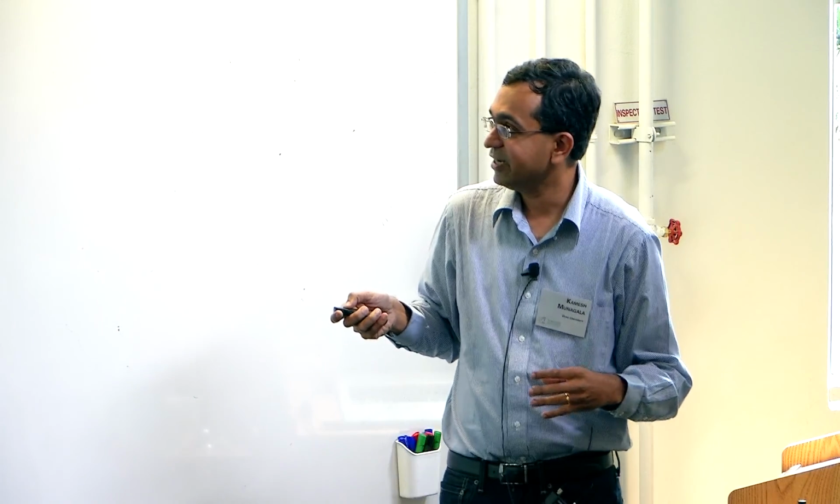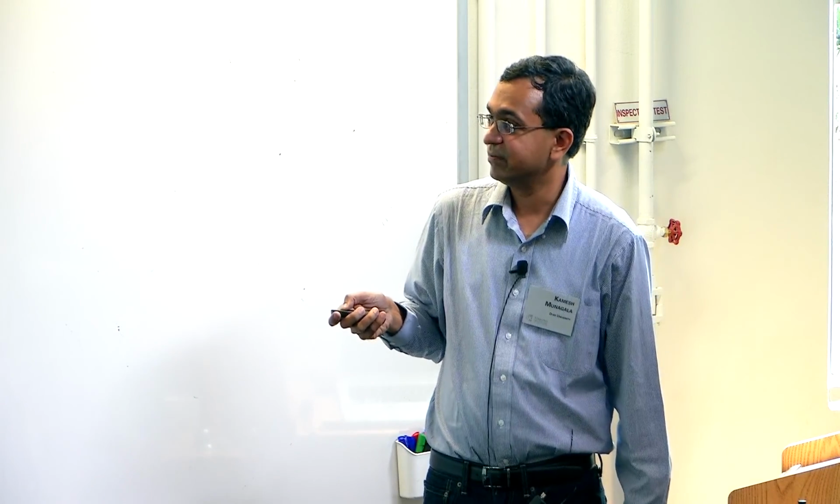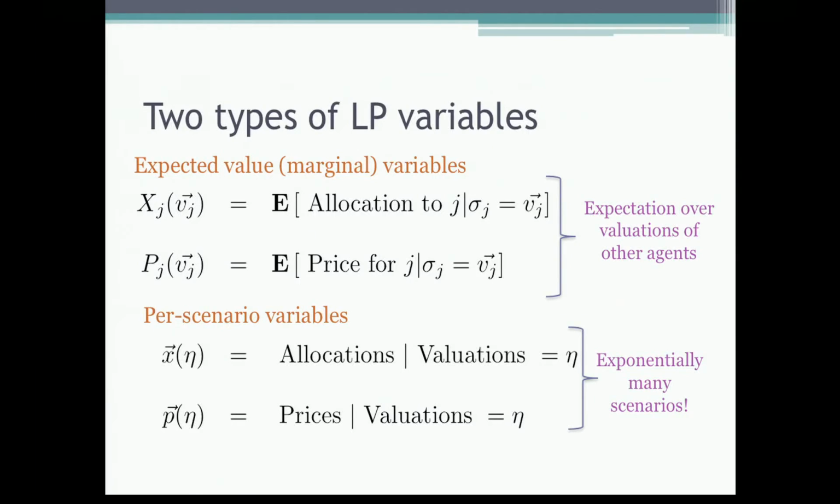So the way to think about it is to have two kinds of variables. The first variables only depend on a particular agent. You can say that, look, if this agent reported valuation V, what is the expected allocation he gets, where the expectation is over what everybody else reveals? And what is the expected price he pays? That is one set of variables. These variables are polynomial in number because we are assuming that for a single agent, the number of valuations is polynomial. It's a bounded distribution.